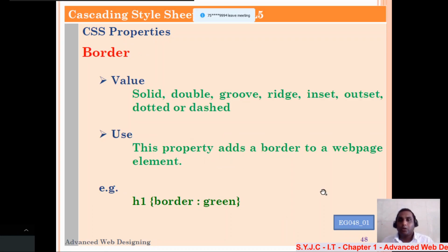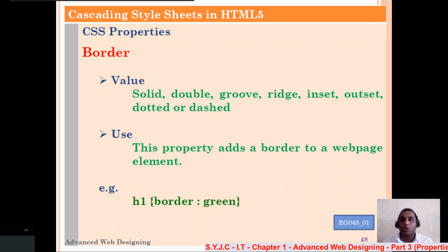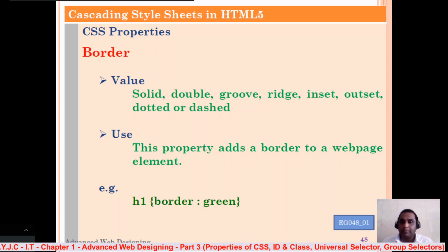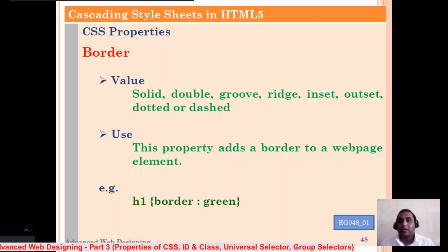Border. Okay, just now for H1 we have seen a border example, but what is it? Values: solid, double, groove, ridge, inset, outset, dotted, dashed. Make a note, students. This property adds a border to a web page element. Okay, solid means solid line, double means double line. The groove and others are different styles of the line. There will be a dotted border, there will be a dashed border.